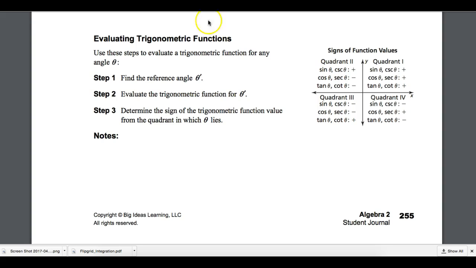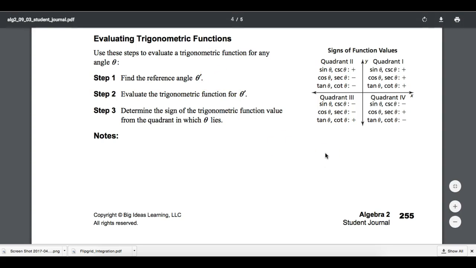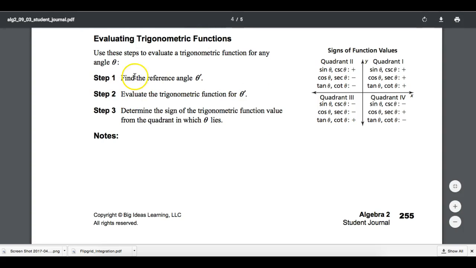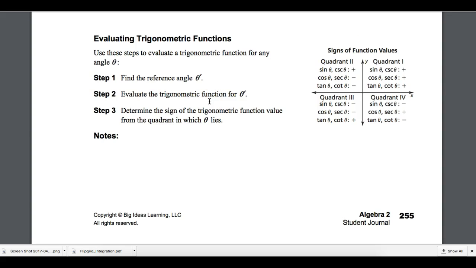So there's a couple things you need to remember with reference angles. If we're going to evaluate a trig function, here are the three steps that we want to do. To evaluate the trig function for any angle, step one is to find the reference angle. Step two, evaluate the trig function for that angle. And the third step, determine the sign of the trig function value for the quadrant in which theta lies.